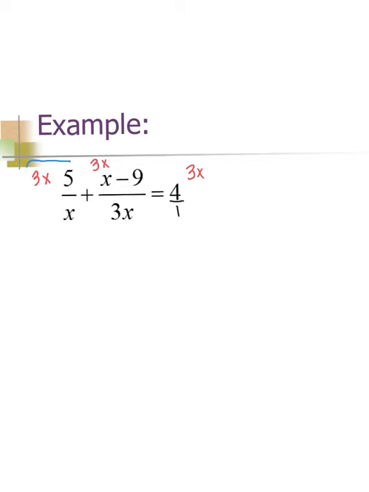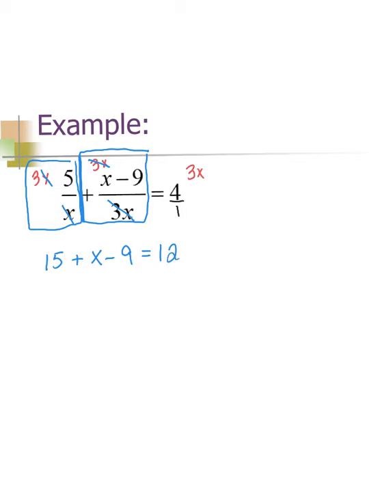If I look at the first fraction, before I multiply, I reduce. 3 times 5 is 15. If I look at the second fraction, again, notice I'm taking the sign, that plus sign with it. Here, my 3x cancels my 3x, so I'm left with plus x minus 9 equals, and 4 times 3x is 12x. 15 minus 9 is 6.